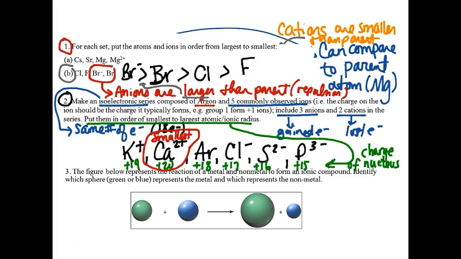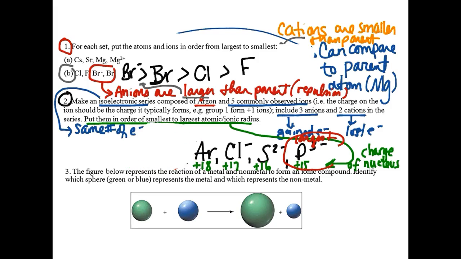The one with the smallest nuclear charge is phosphide, and it's going to have a plus 15 nuclear charge. It's going to be the largest because its nuclear charge is not big enough to attract those valence electrons the strongest. So the ordering here is going to be phosphide is on the right-hand side, it's the largest, followed by sulfide, followed by chloride, followed by argon. And then the smallest one is calcium, we already said that, and the next smallest one is going to be potassium.